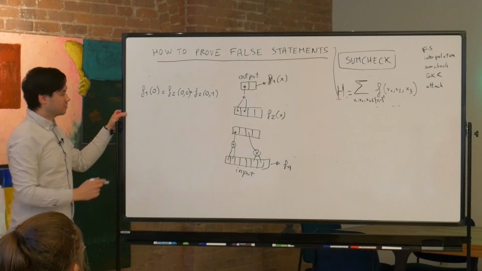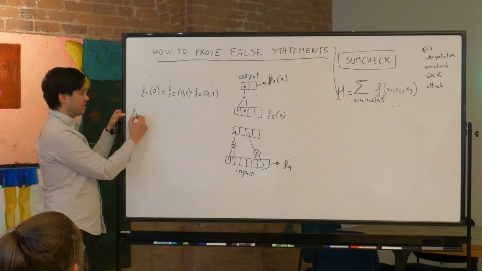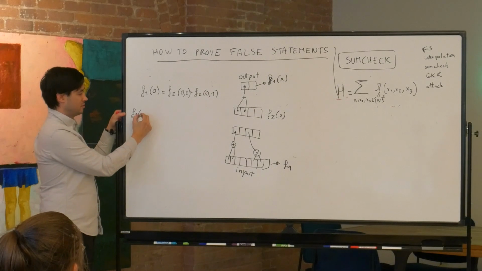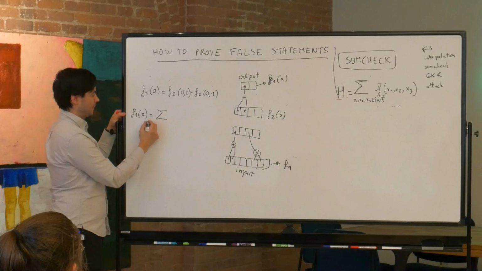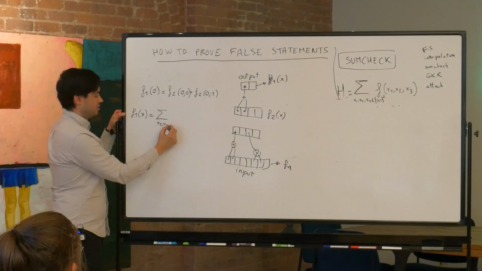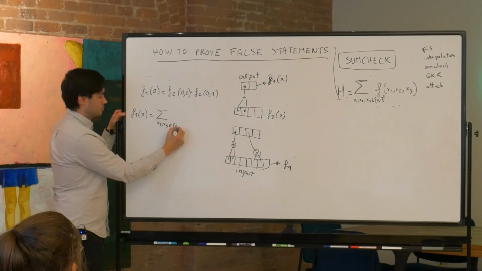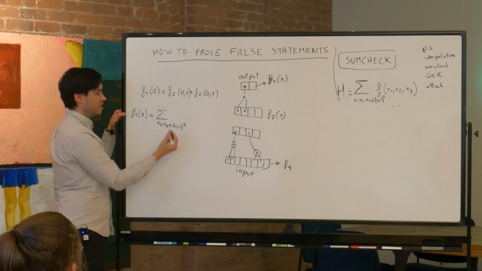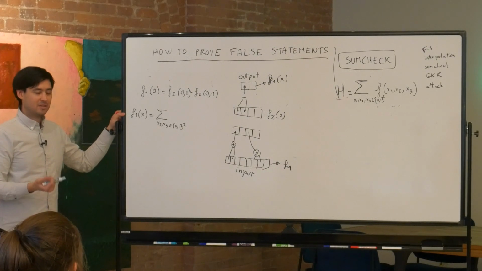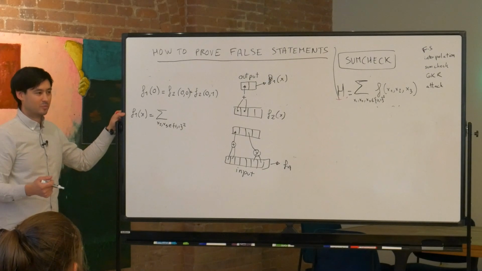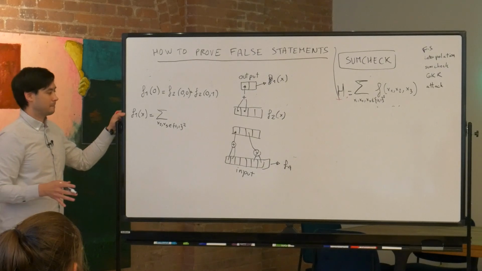So how can we have a sum that looks like F1 of x equals the sum of x2, x3 over the Boolean hypercube? How can we have something like that? I'm going to tell you the answer. I'm not going to let you think about it, but it's not that complicated.